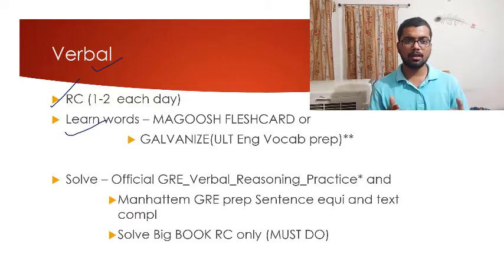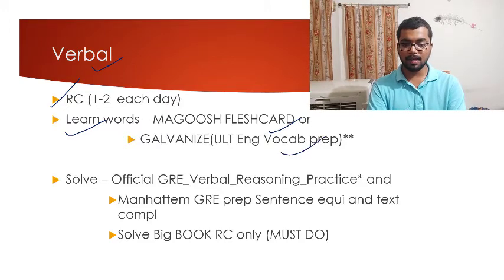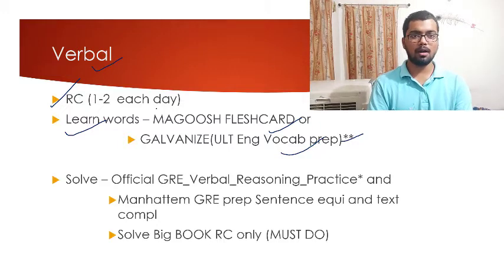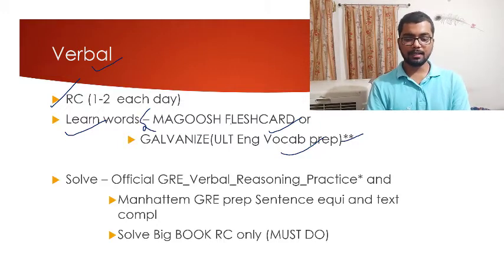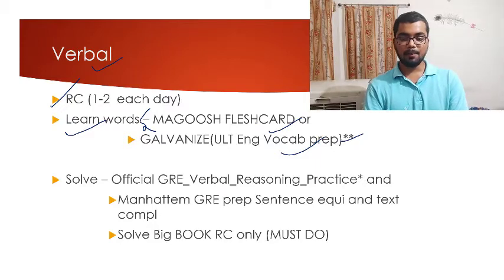But without knowing the meaning of the words, you will not be able to solve them after learning what the sentence meaning is. So for that I recommend these two apps. This is Magoosh flashcards, and second is Galvanize Ultimate English Vocab Prep. I think the second one is a very good book, a very good application. You can download them from the Play Store or App Store. After learning all of Galvanize, you can jump to the second app, that is Magoosh flashcards.